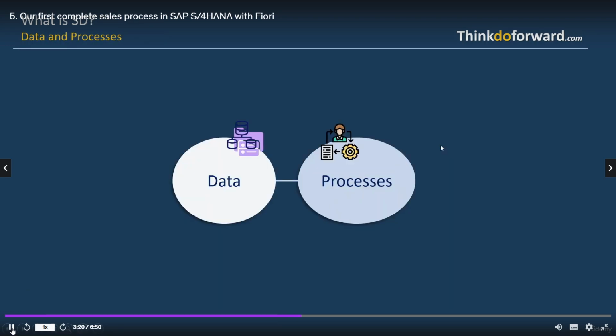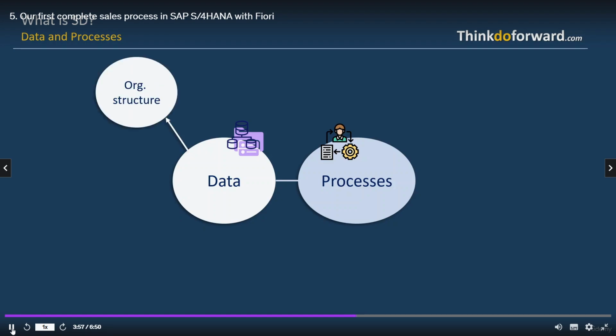If we are talking about SAP SD, sales and distribution, then we always have to consider these topics of data and processes. So data and processes are the main topics which control the functions and the processes within the SD module. Of course, this is also valid for other modules, but here we are focusing on SAP sales and distribution. Therefore, I mention it for SD. Data and processes are the major topics which control everything within the system.